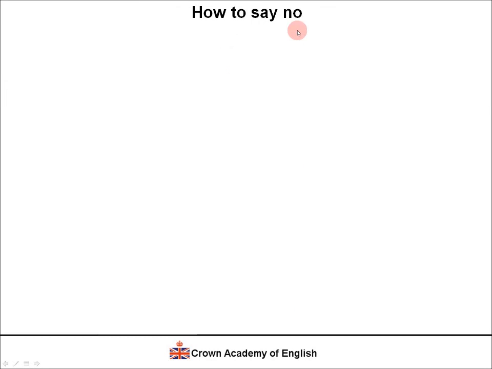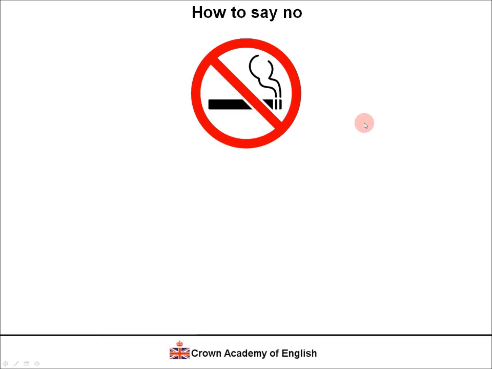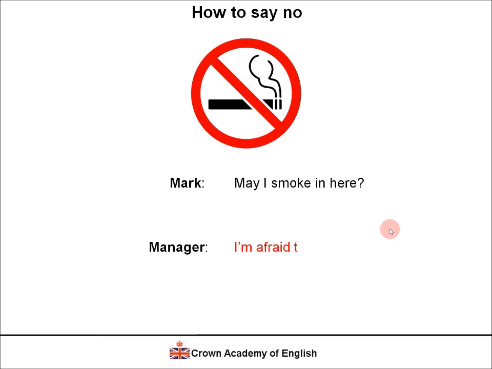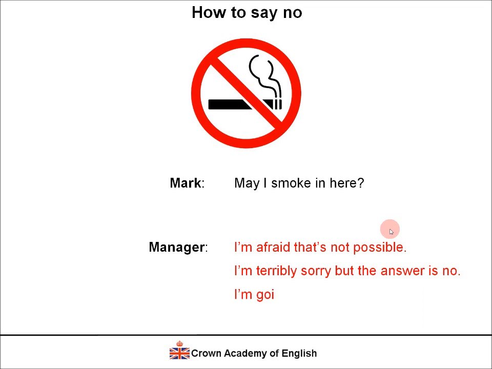And how to say no, how to simply say no politely. So this is how to refuse permission politely. Example. Mark asks, "May I smoke in here?" And the manager replies, "I'm afraid that's not possible." Or, "I'm terribly sorry, but the answer is no." Or, "I'm going to have to say no. Sorry." Okay, so these are 3 very good ways of saying no politely.